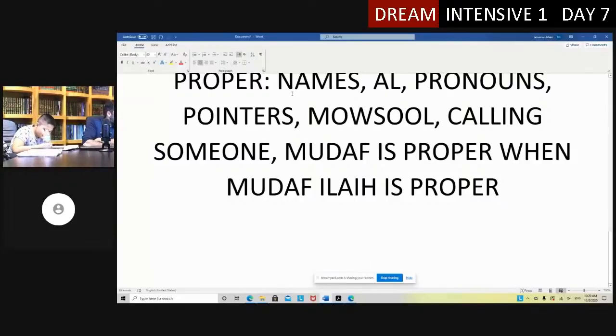Jawad, while they're writing it down, folks have questions. They're free to ask. Okay, somebody was asking about the noon for a mudaf. Can we say that a mudaf will never have that noon at the end? The mudaf will never have an extra noon at the end. If it's got an extra noon, you are wrong for calling it a mudaf. That's correct.